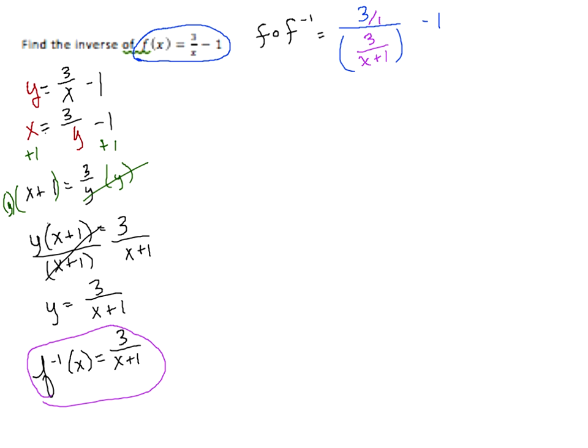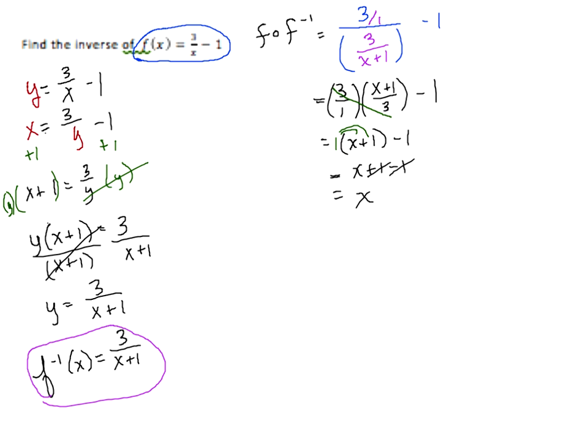I never divide fractions. I multiply by the reciprocal. So I have 3 over 1 times x plus 1 over 3 minus 1. My 3's divide out, and that leaves me with x plus 1 minus 1. There's an understood 1 that gets distributed. So x plus 1 minus 1, positive 1, negative 1 are opposites, and I'm left with x.